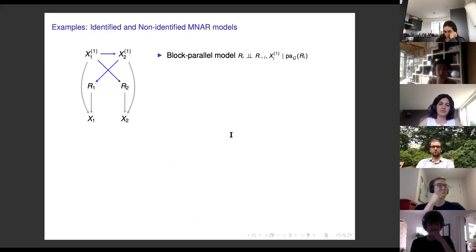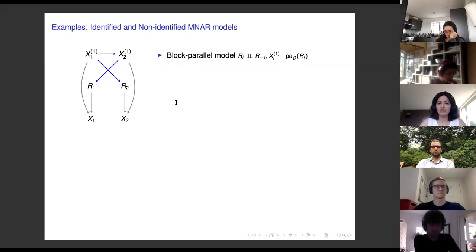So what are examples of identified and not identified MNAR models? Here is an example of what's known as the block parallel model with two variables in the literature. The set of conditional independencies that these models contain are in this form: each missingness indicator is independent of other missingness indicators and its corresponding counterfactual given their parents. All right.